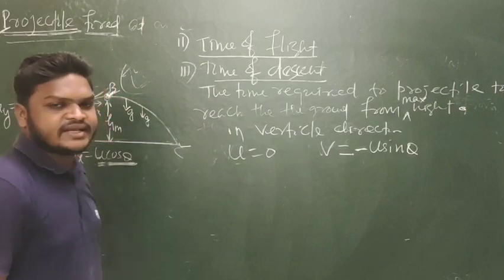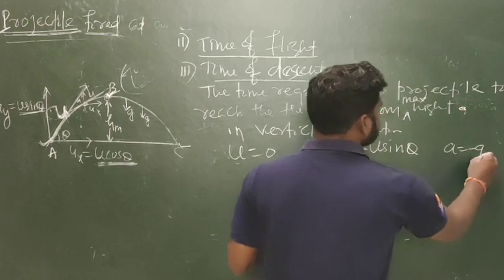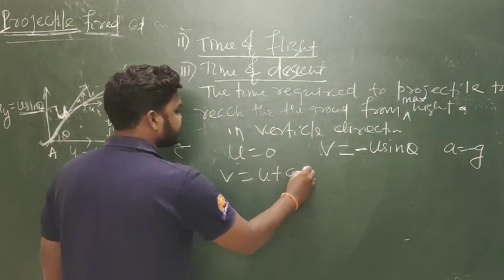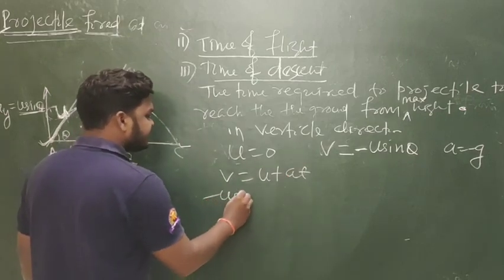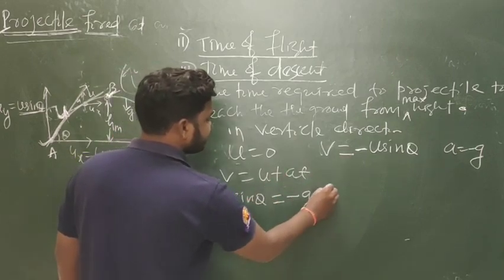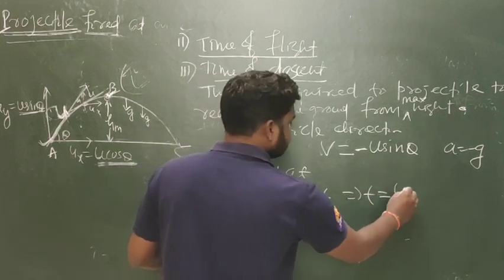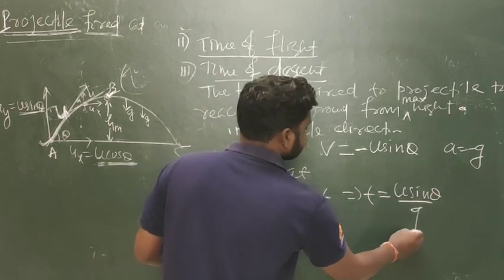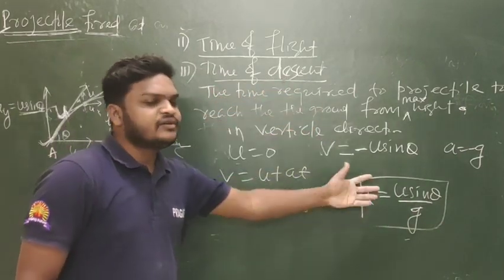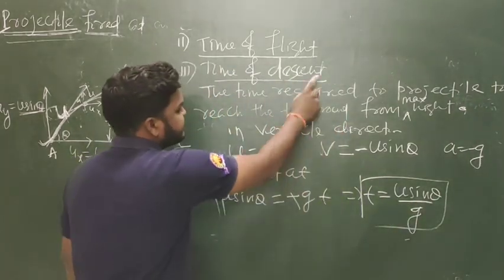So we can write minus u sin theta. Then acceleration is minus g. Then in this case also we use the equation v is equal to u plus at, so v is equal to minus u sin theta, u is 0, then minus g t, minus minus cancel, so finally t is equal to u sin theta by g. So just look at it: time of descent is equal to time of ascent. Time of ascent is t is equal to u sin theta by g, and time of descent is also t is equal to u sin theta by g.